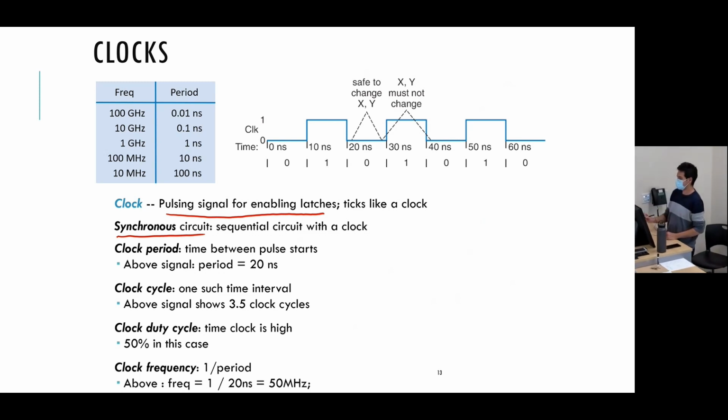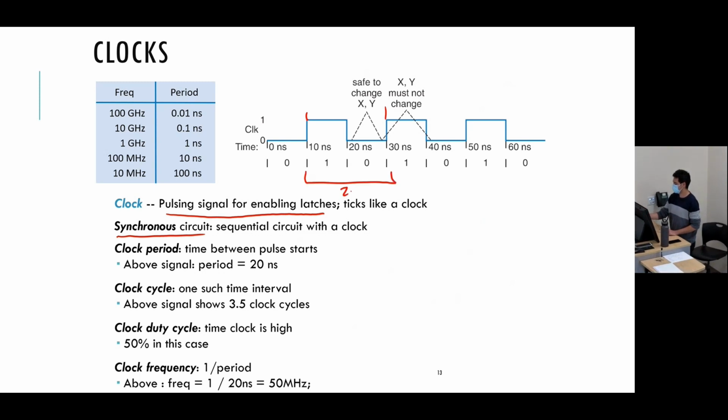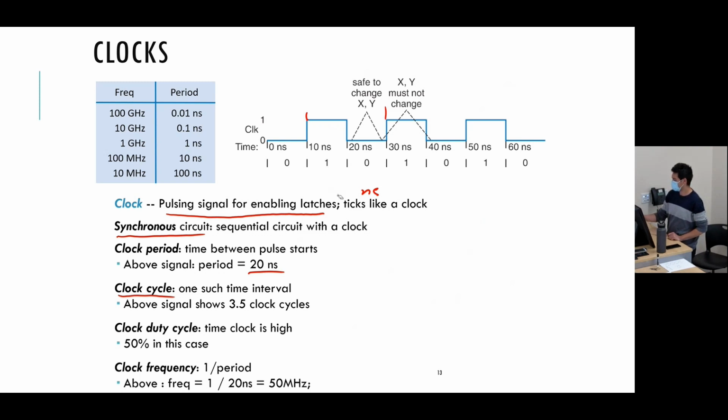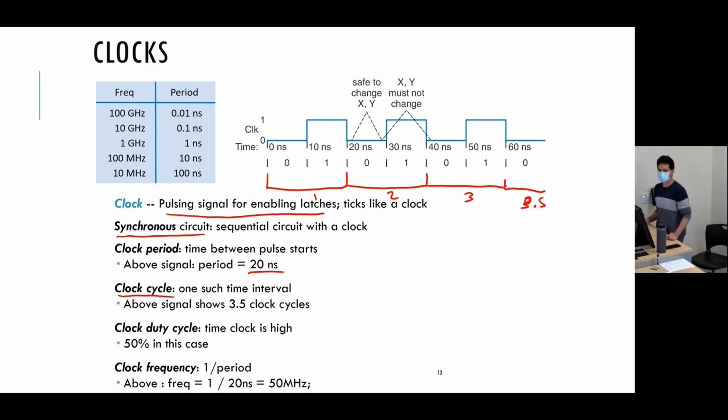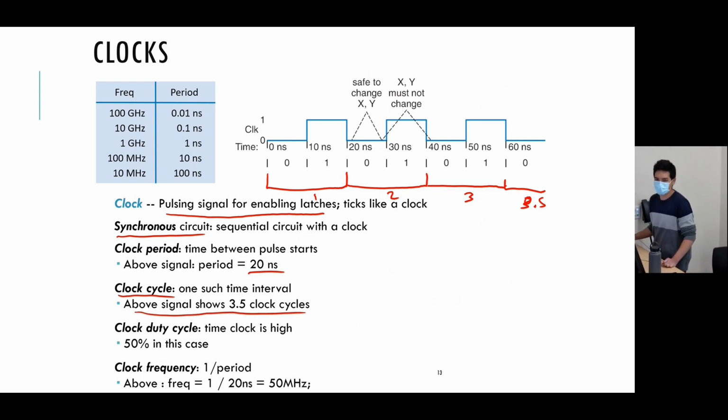So your clock period is the time between pulses. Like here, I have the start of a pulse, and this is also the start of the pulse. So this is 20 nanoseconds, and that's my clock period. Is that making sense? Okay. And then a clock cycle is one of these periods. So what it's saying by 3.5 is this is 1, this is 2, this is 3, and I get 3 point 5 because this is a half period at the end. So that's what it means by the signal above shows 3.5 clock cycles.